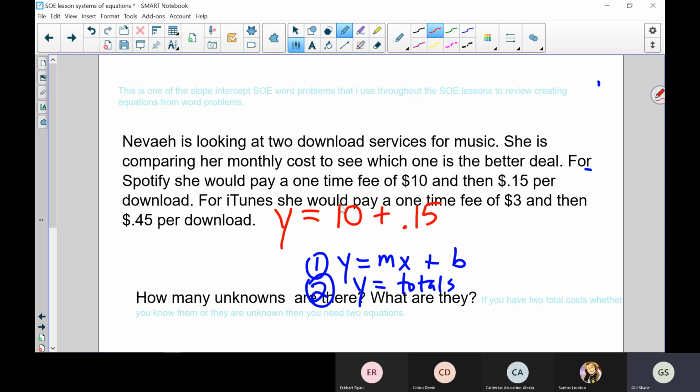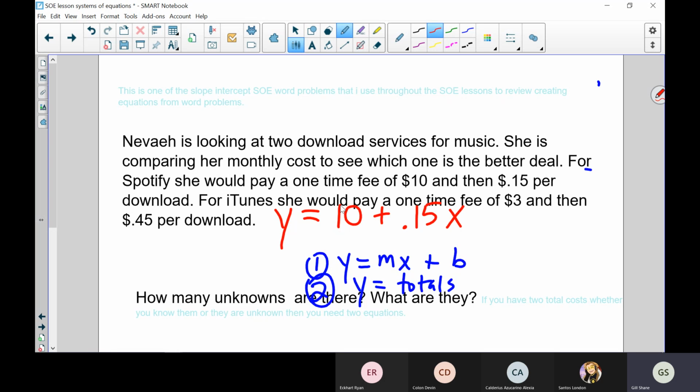So I wouldn't want to multiply it times the number of downloads. I pay that $10 and I'm done. If I download one song, I still paid the $10. If I download 100 songs, I still just paid the $10. The 15 cents though, I pay that every single time I download. So that's what I would need to multiply times the number of downloads. So that's one way to understand it. Basically, the 15 cents is the rate of change, and the rate of change is always multiplied times the X. So there's one way. I'm going to give you 3.